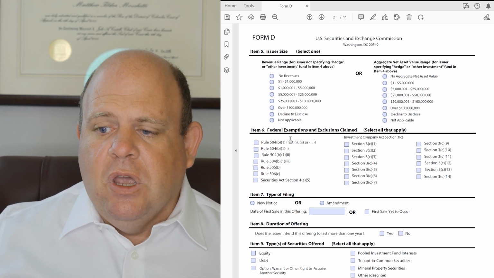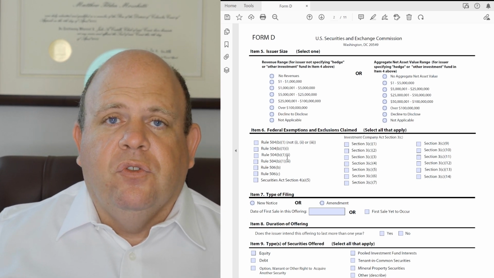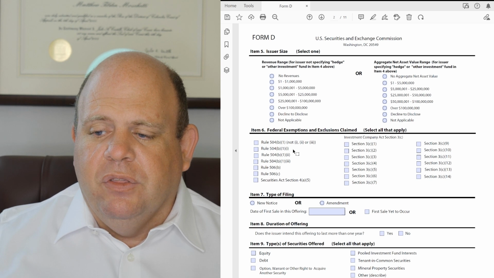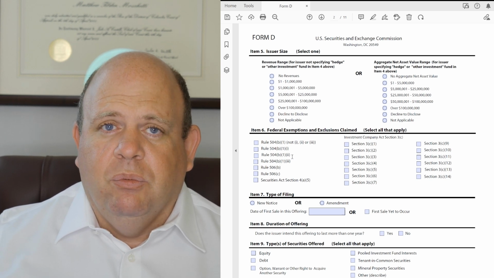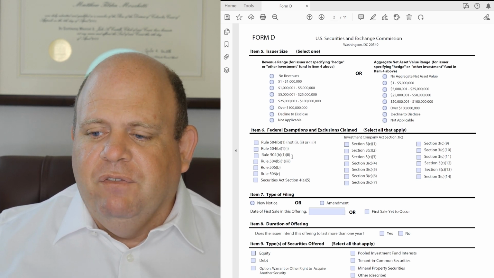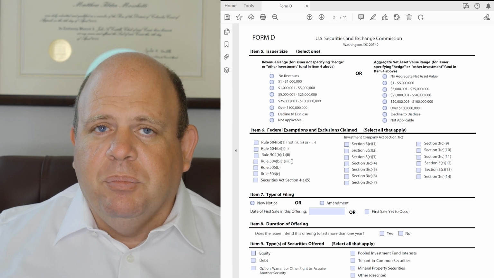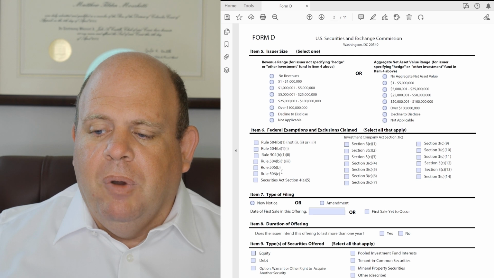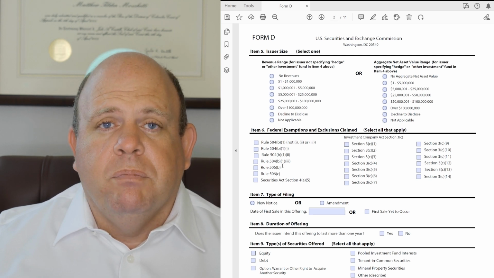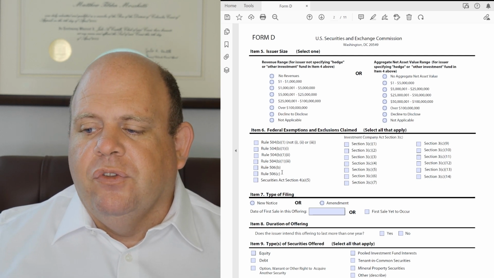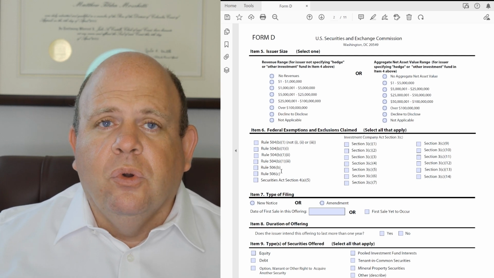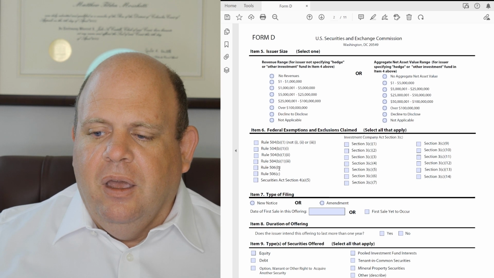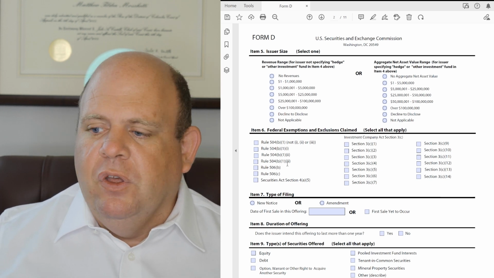Now the exemptions. So we've got several exemptions for Rule 504. 504 is pretty out of favor at this point. I don't do any Rule 504 filings. I find it unnecessary and not applicable to really any of my clients. Really, my world is Rule 504B and Rule 504C. Those are the two rules that are most used by us, and that's where we fill those out.